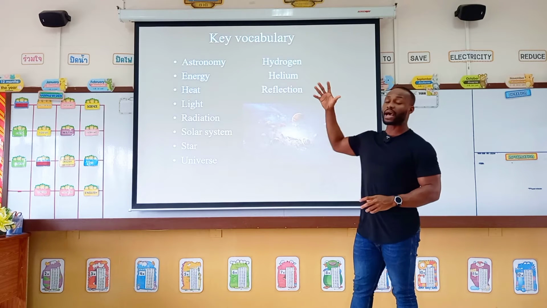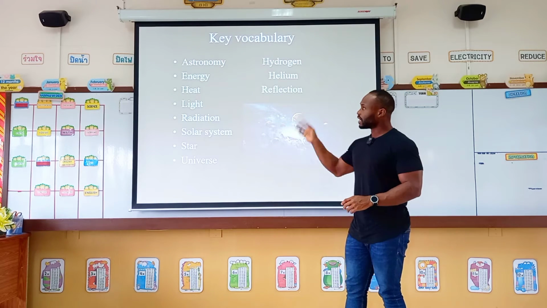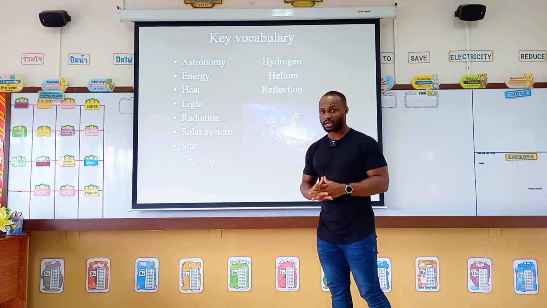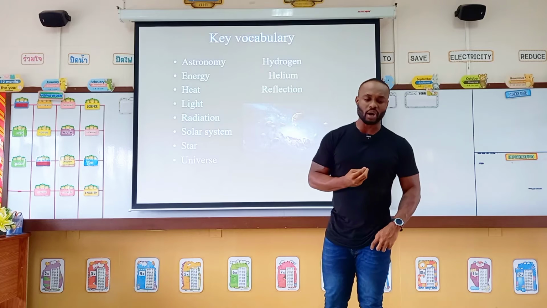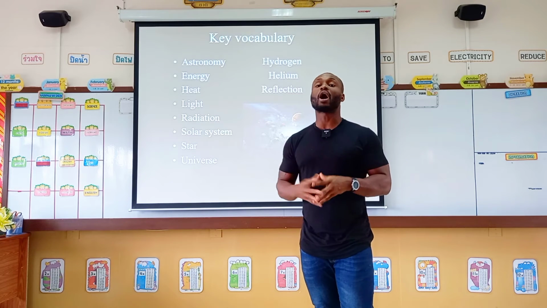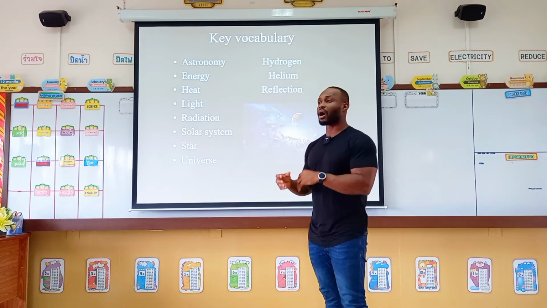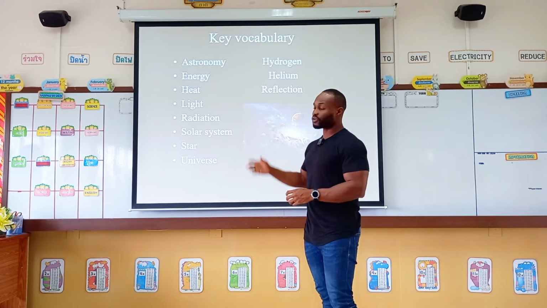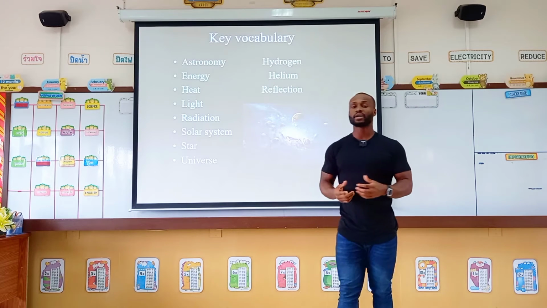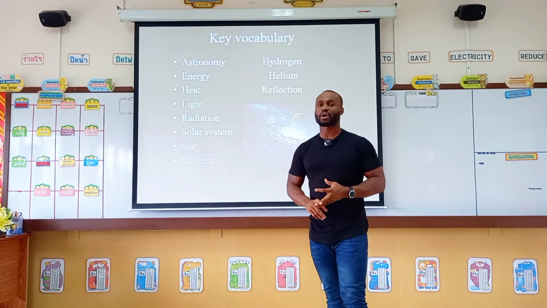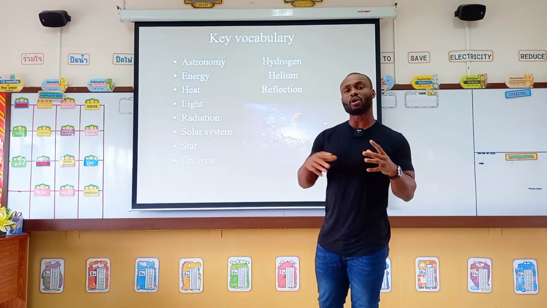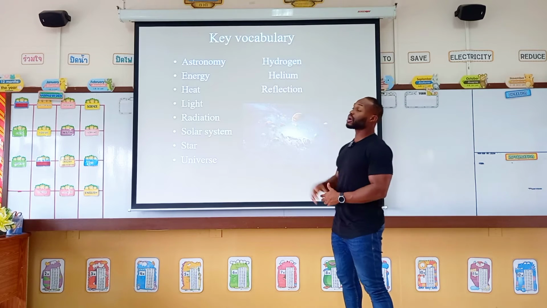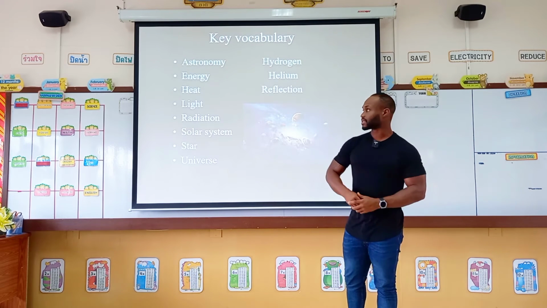All right, now let's take a look at some key vocabulary in this chapter. The first one is astronomy. Now, astronomy is the study of what? It's the study of astronomical objects, so all the objects that are in our solar system or universe or galaxy. Of course, we have what? I already mentioned them earlier on: the planets, the comets, asteroids, meteors. All these are astronomical objects in the solar system. So astronomy is the study of these objects.